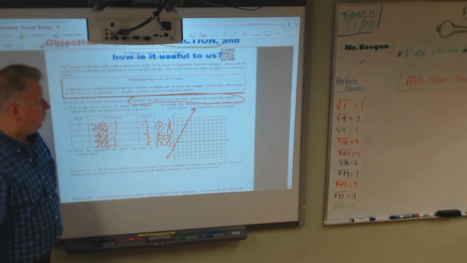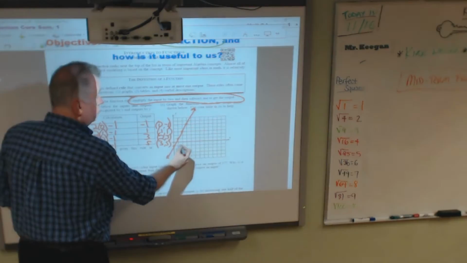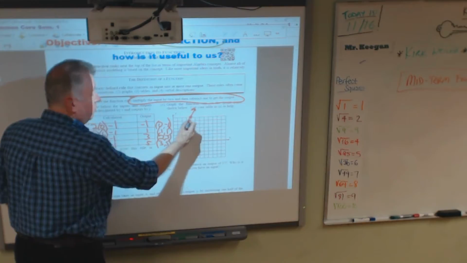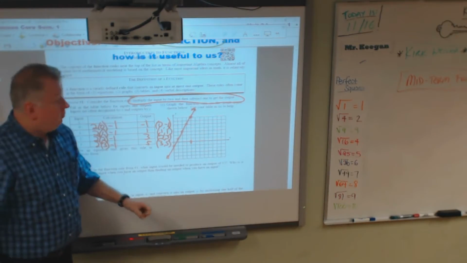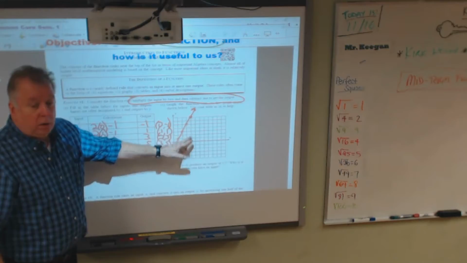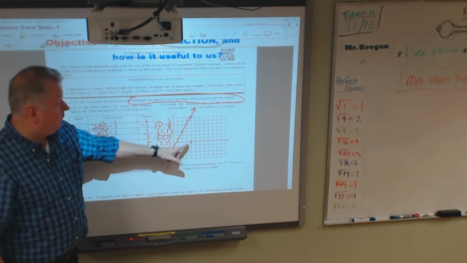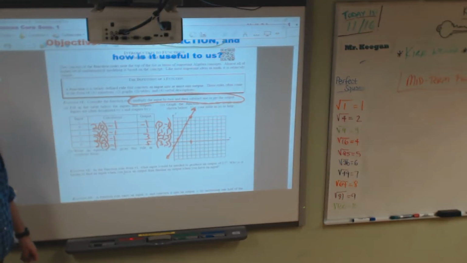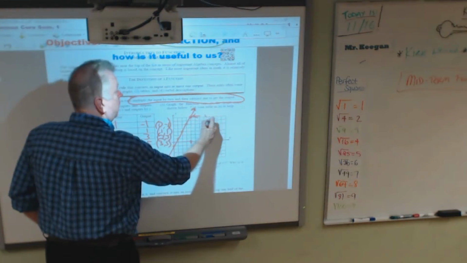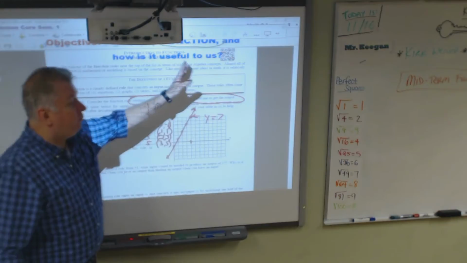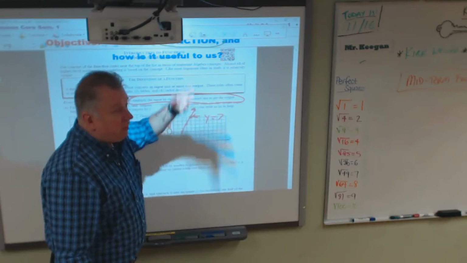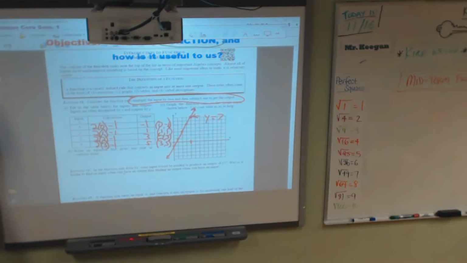According to this graph, what would the y be if the x is 4? Guys, if the x is 4, what's the y going to be? Just looking at the graph. Good. 7 is right. If we had a big enough piece of graph paper, I could say when the x is 37, what's the y? And you'd be able to find out, just by looking at the graph.